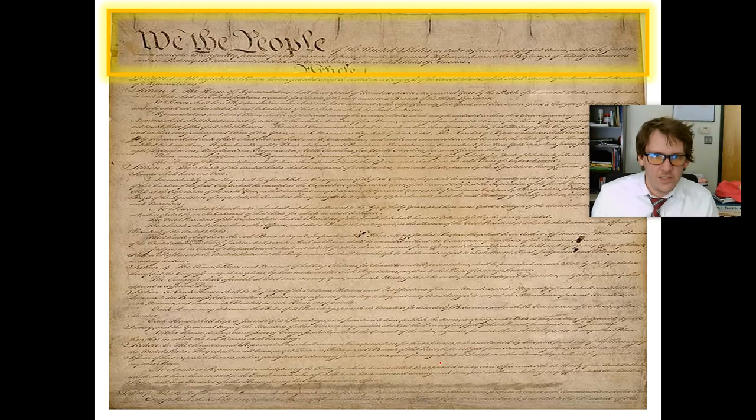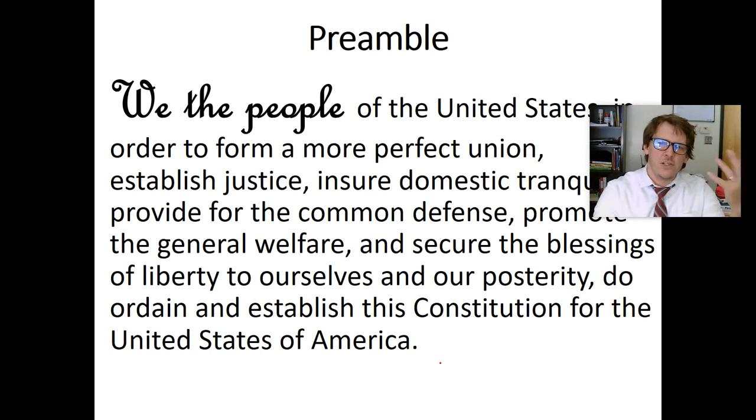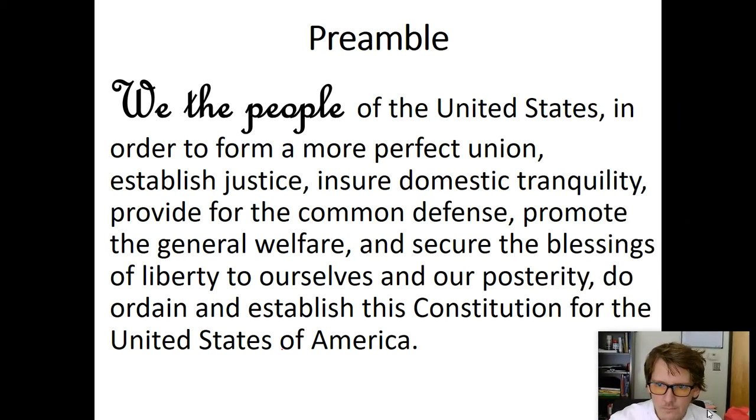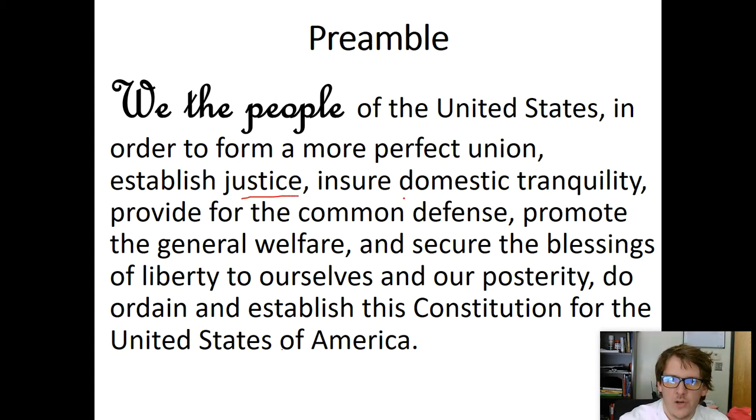There's the actual Constitution written. Let's blow it up. Let's pull out the preamble. So if we look at it, we the people of the United States. So let's just write it in an easier way to understand. So let's go into the details of the preamble. We the people of the United States, in order to form a more perfect union, establish justice, ensure domestic tranquility. This is what we the people want.